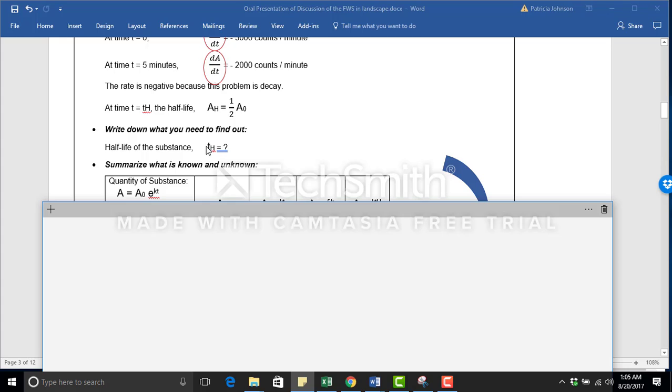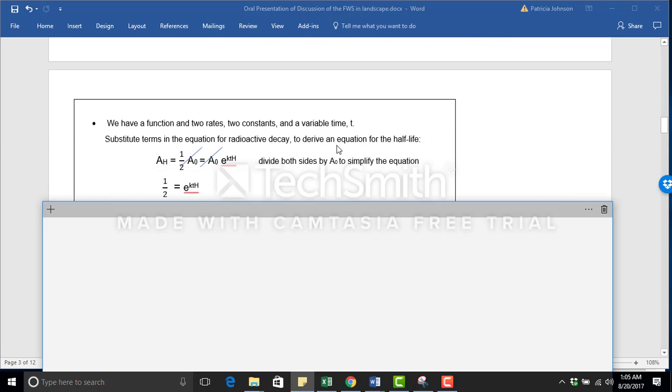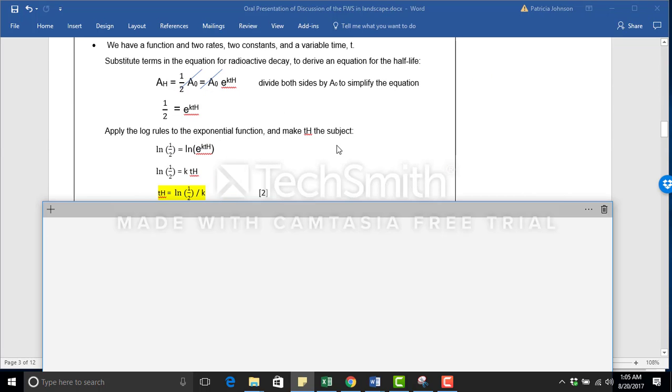We need to solve for the half-life, so let's make a table to summarize what we know. Here we have our formula, and we have specific values for the rate at certain points in time. Let's come up with an equation for the half-life. We can do this by substituting what we know into the equation for exponential decay.